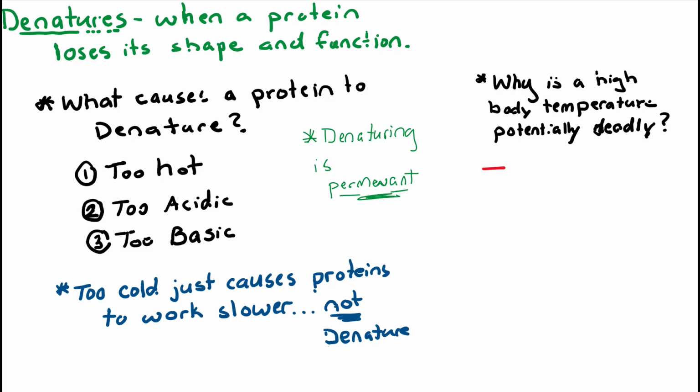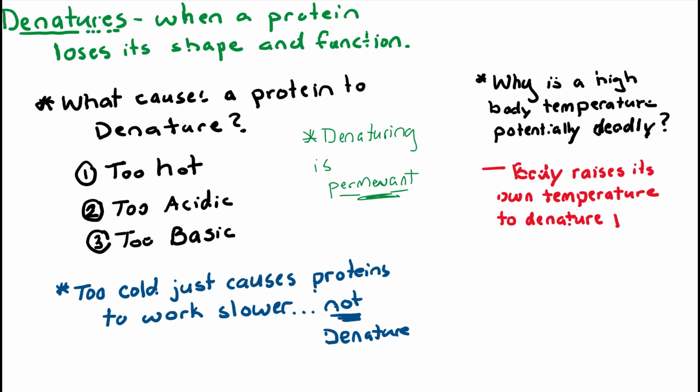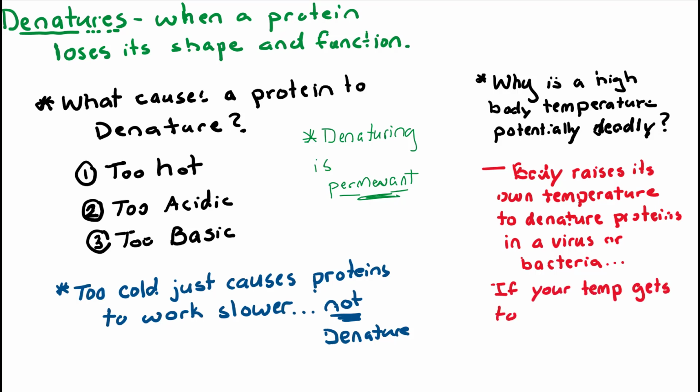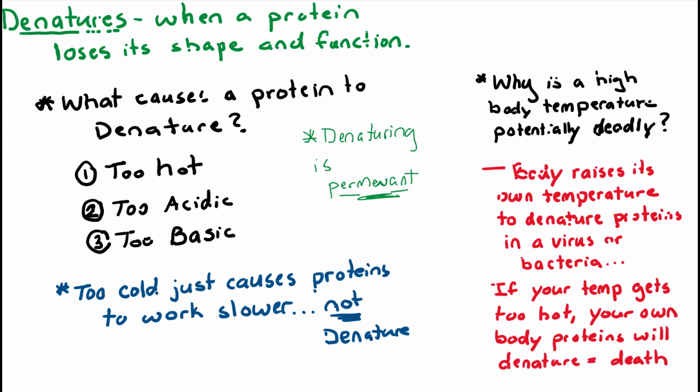All right, so people get fevers when they're sick. Why? And why would a really high body temperature be deadly? So your body raises its own temperature ultimately to denature viral proteins or bacterial proteins. It's a defensive mechanism for your body. But sometimes your body gets carried away and it gets a little too hot. If that happens, not only will the viral proteins and bacterial proteins denature, but your own proteins, your hormones, receptors, neurotransmitters in your brain, all your proteins will denature, and that will lead to death.